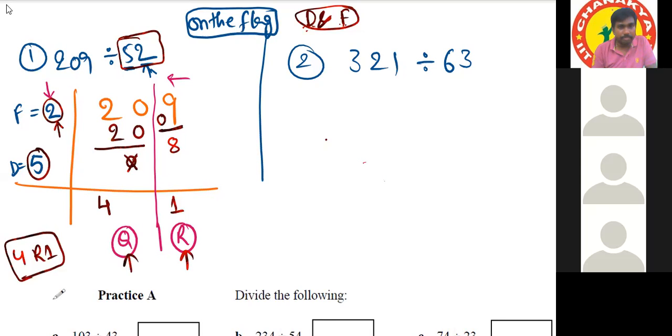Dhatri, Shreyasi, Navya, did all of you understand this one or not? Yes, sir. Sir, I didn't understand some parts. Will you explain that one, sir? I will explain that second one so that you will understand. Okay. Here the question is, sir, 321.